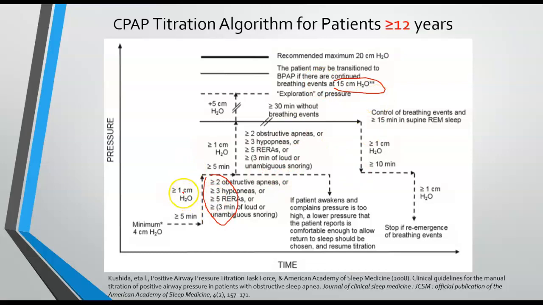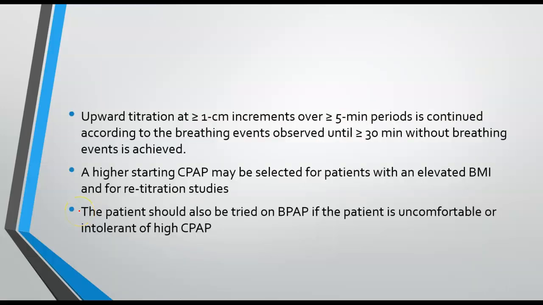Okay, so this is the nutshell of the CPAP titration guideline. Now, upward titration at 1 centimeter increments over a 5 minute period is continued according to the breathing events observed, until 30 minutes without breathing events is achieved. If there are no breathing events in 30 minutes, then you stop titration, but not the study. Let the patient continue sleeping at that level of pressure.